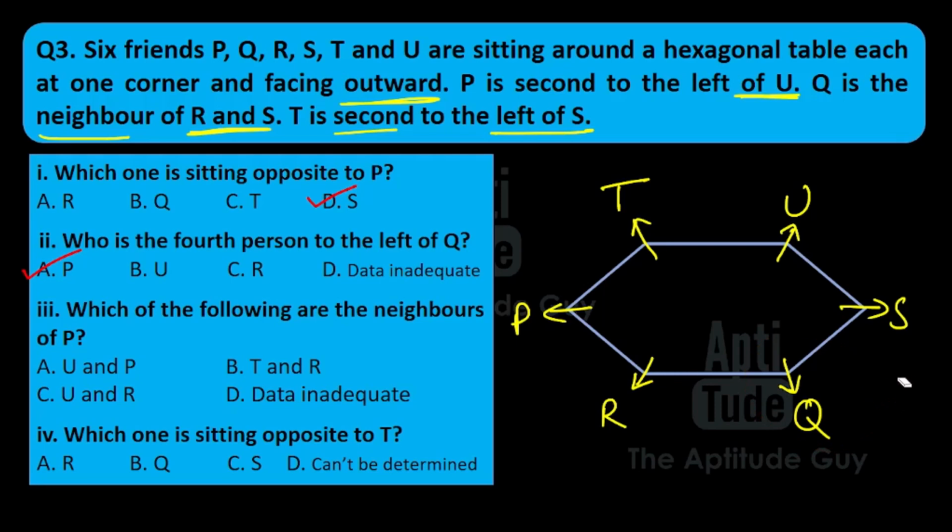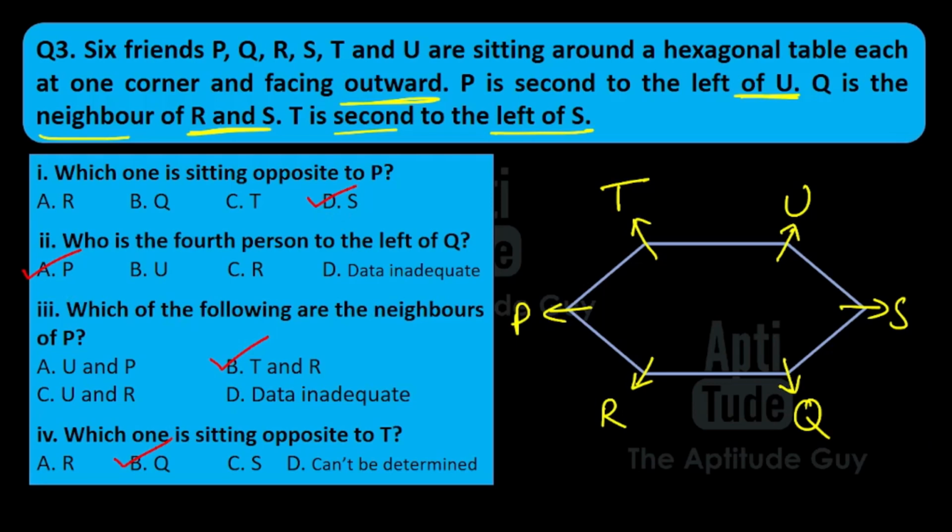Done. Question number 3. Which of the following are neighbors of P? P is right here. Neighbors are T and R. So the answer is B. Done. Fourth question. Which one is sitting opposite to T? Now, opposite to T goes like this or like this. Like I already said, opposite means the person has to cross through the center and go to the other side. So, opposite to T is Q. Answer is option B. Done. So, the answers are D, A, B, B. DAB.